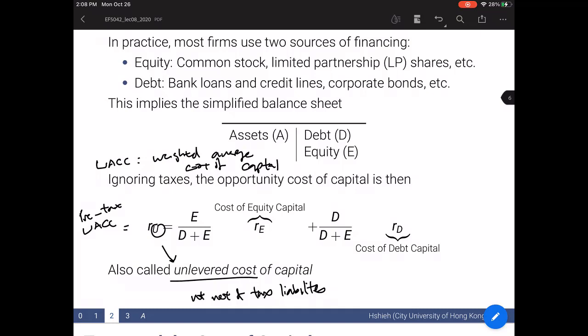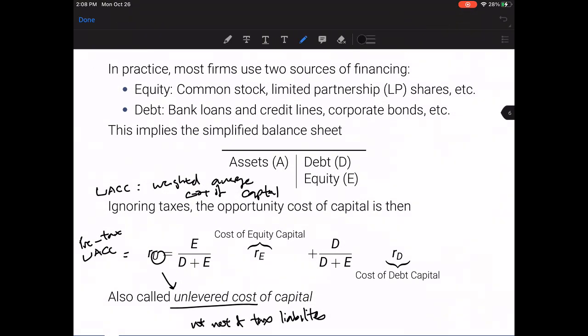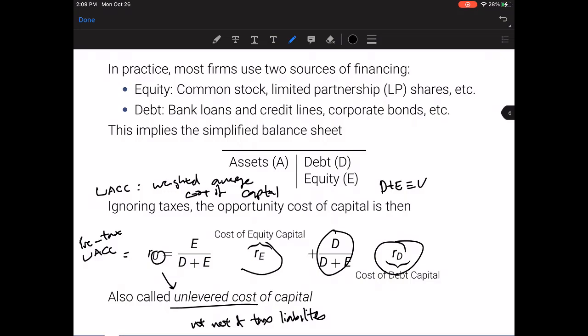So sometimes I will write D plus E set equal to V. V stands for the total value of the firm, whereas D stands for total debt outstanding, and E stands for market capitalization. So as you can see, D over D plus E designates our leverage ratio, right? The amount of debt a firm takes on divided by the total firm value, and that's being weighted on the cost of debt capital. And then whatever remaining portion of the firm is weighting the cost of equity.